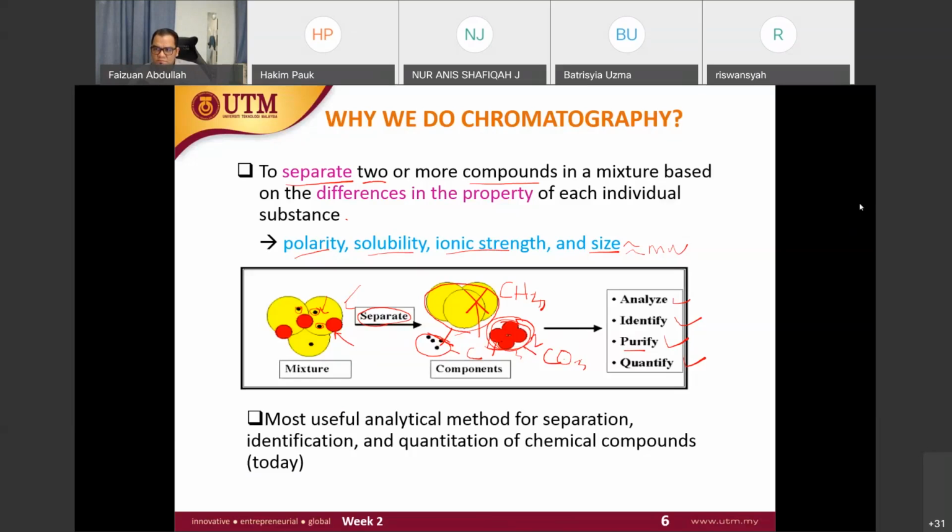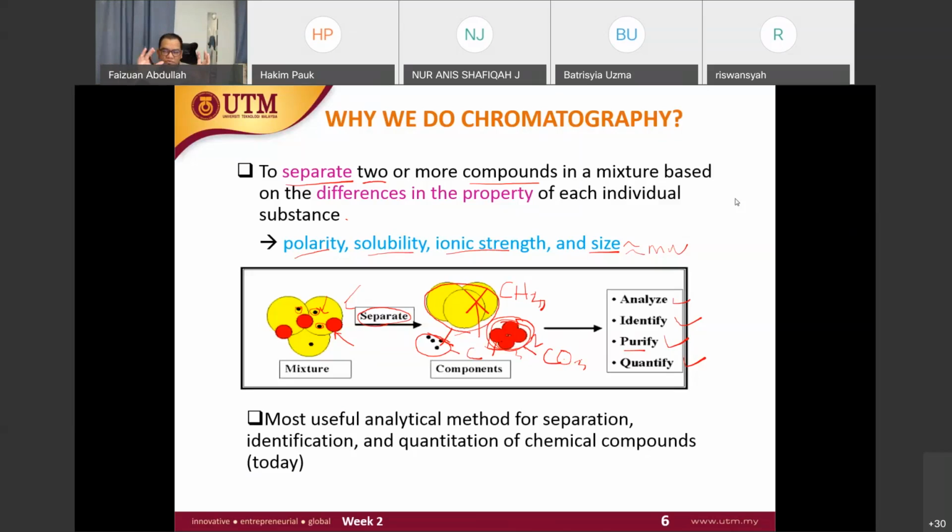Separation of oil and gas. Who said that? Hakim Pao. What was your answer? Separation of oil and gas. Yes. What is the instrument? Using, like, chromatography. Chromatography is the technique.